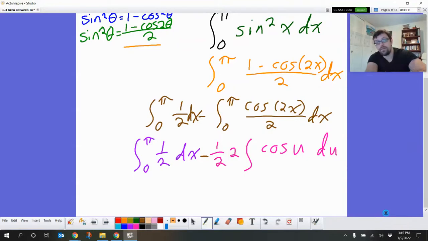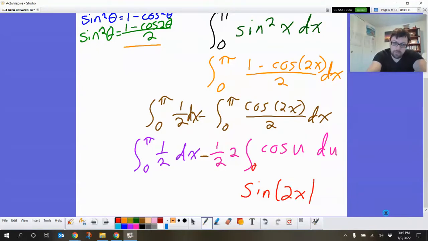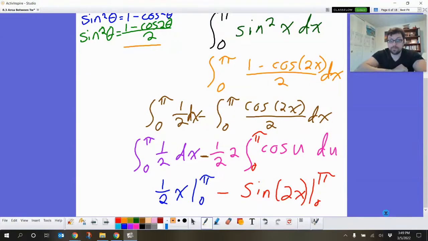The antiderivative of cosine is going to be sine. Derivative of sine is cosine. So, yeah, that's just going to be a sine. We'll bring our u back in, so that's going to be 2x. Oh, I didn't write from 0 to pi. Going from 0 to pi. The antiderivative of 1/2, that is going to be 1/2 x, going from 0 to pi.